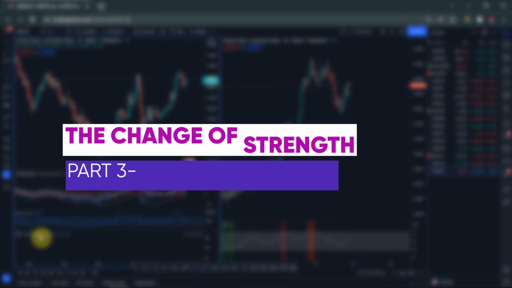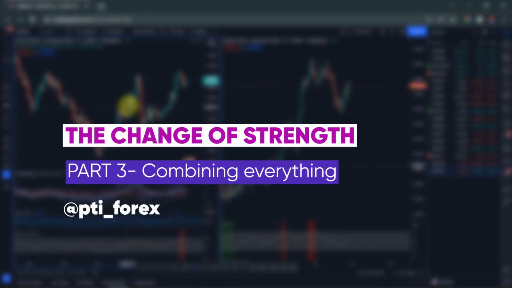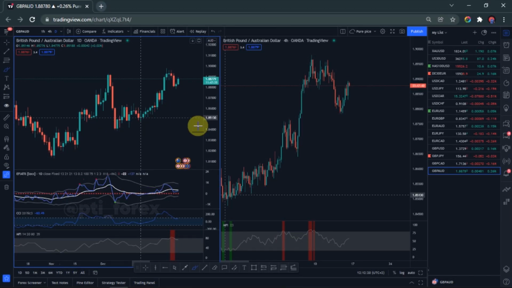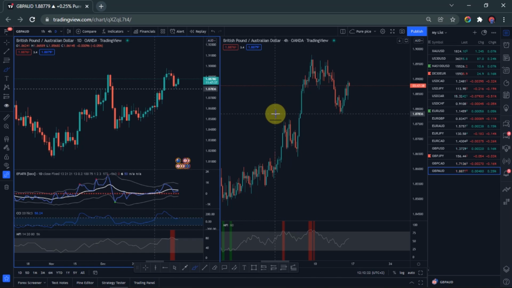So here is what my screen usually looks like. This is what I trade on. So it is time frame based, and I'm going to share with you the simple rules. Let's say I want to buy.